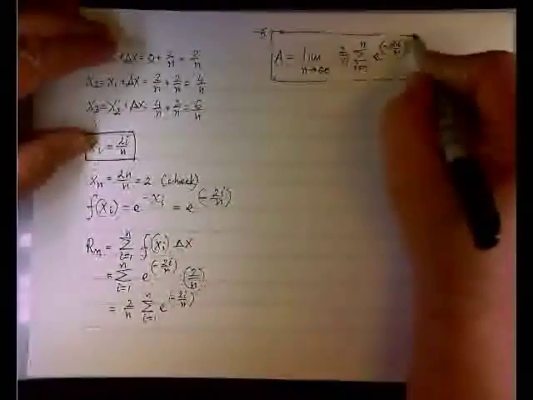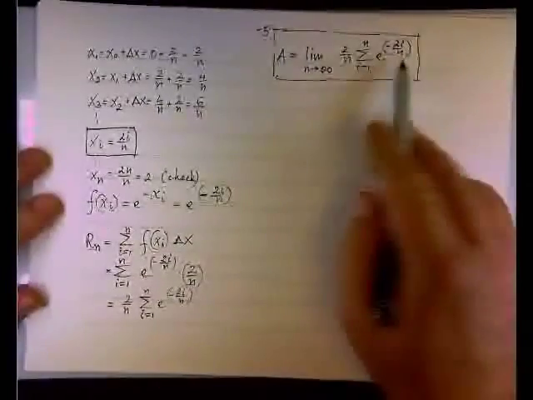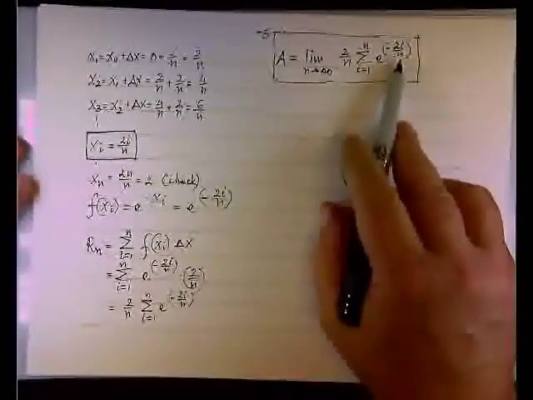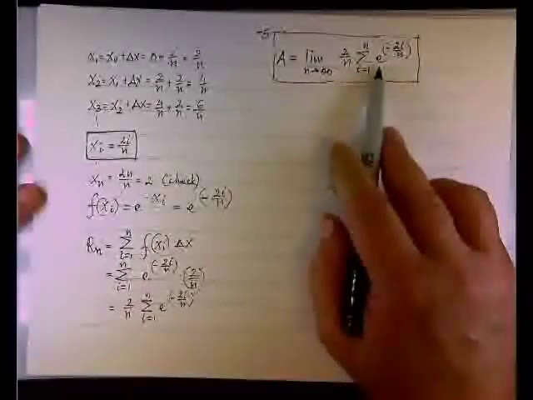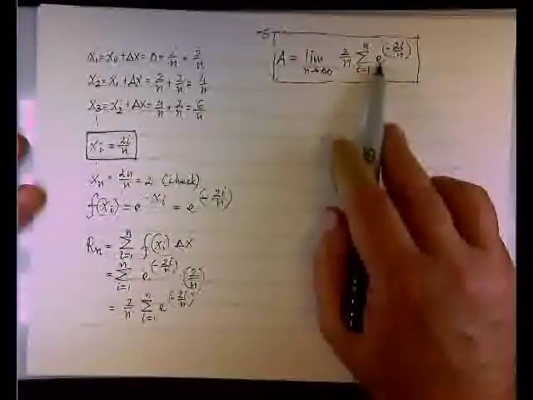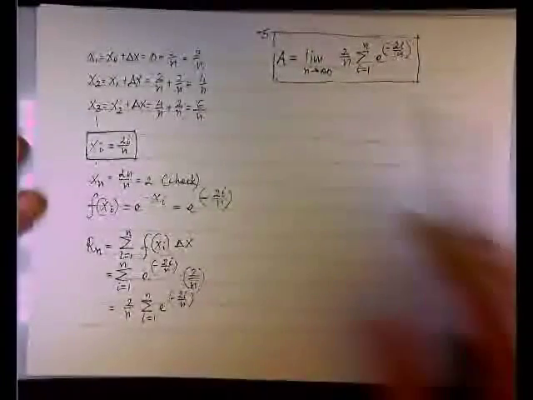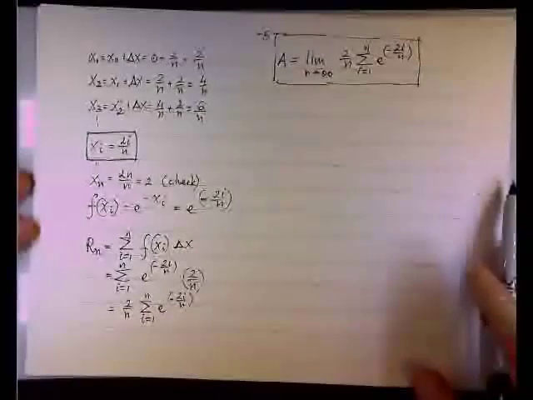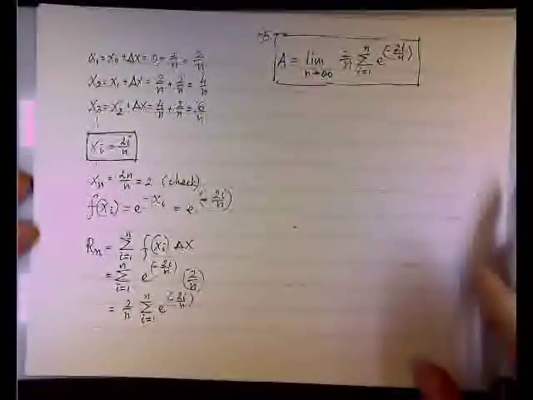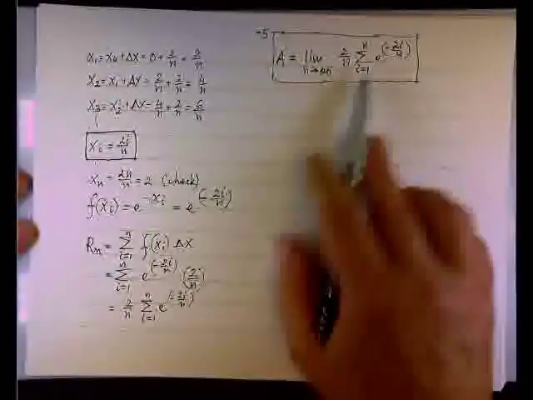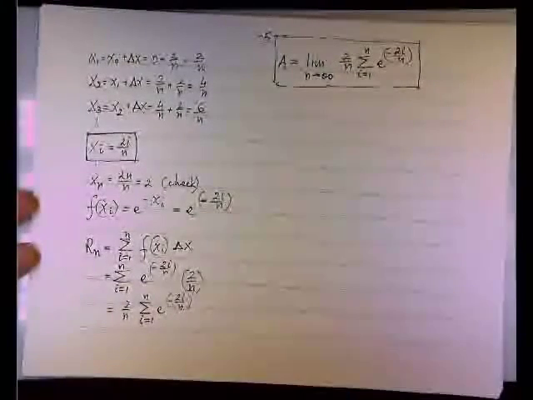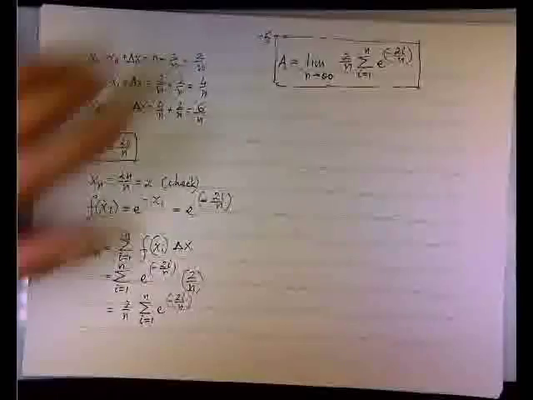Now, it turns out that this sum is a finite sum because as n goes to infinity, 2i over infinity is 0, so the last term will be e to the negative 0, which is 1. So it's a finite sum. It's what we call a converging series. You learn a little bit more about it in Calc 2. So this value is a finite value.